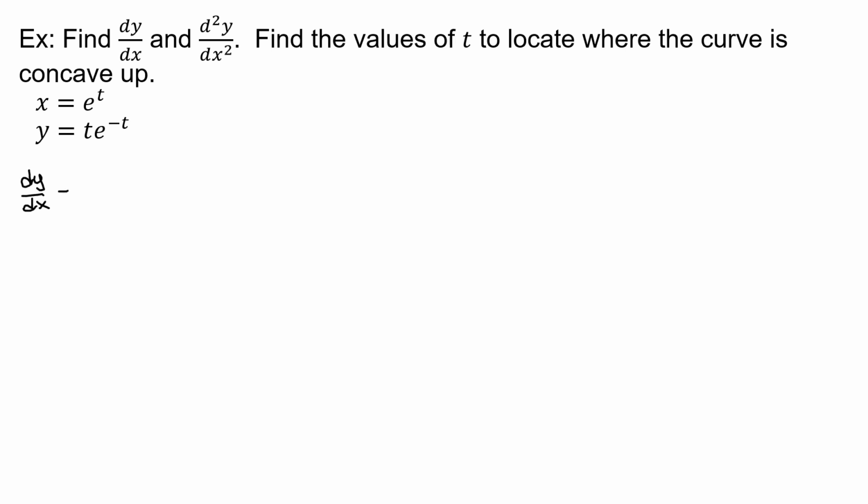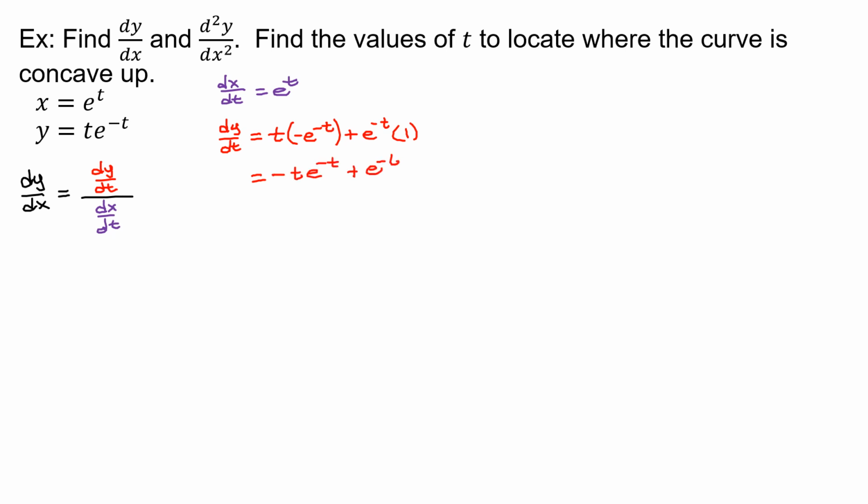So we're going to start by finding derivatives first. So dy dx is dy dt divided by dx dt. And so for my derivatives, these are actually really easy, especially the first one. Dx dt, the derivative of e to the t is e to the t. It does not change. The derivative on the second one, though, a little bit harder. It's a product rule. It's a t e to the negative t, so I have to do first times the derivative of the second plus the second one times the derivative of the first. So this gives me negative t e to the negative t plus e to the negative t.